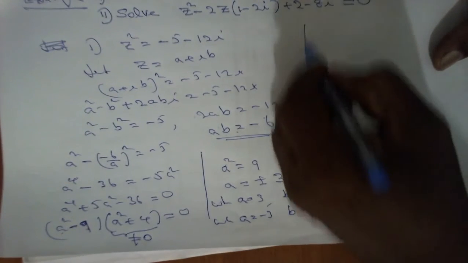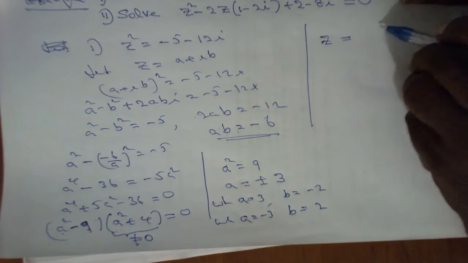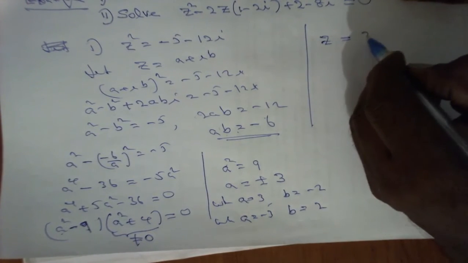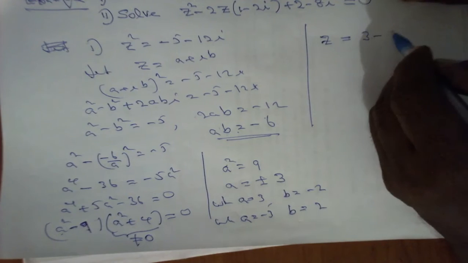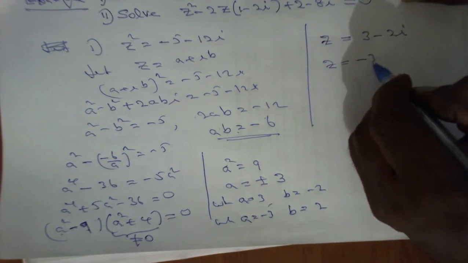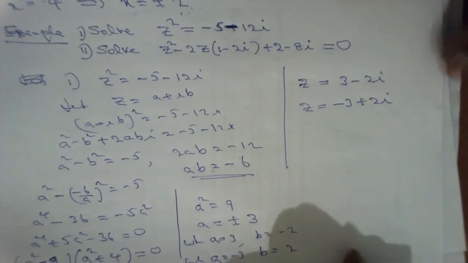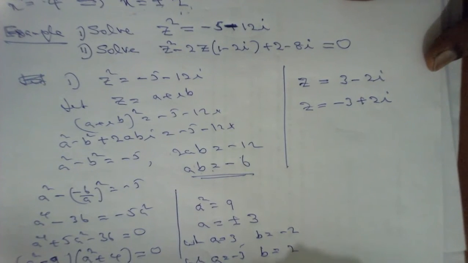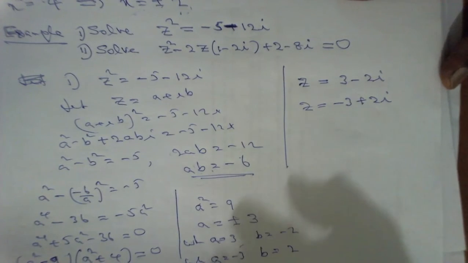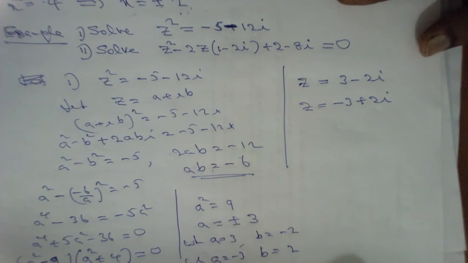Then what are the two roots? One root is z equals 3 minus 2i, the other root is z equals minus 3 plus 2i. Are these two roots expressible in the form of plus or minus? Plus or minus 4? Is it expressible in the form of plus or minus 4?